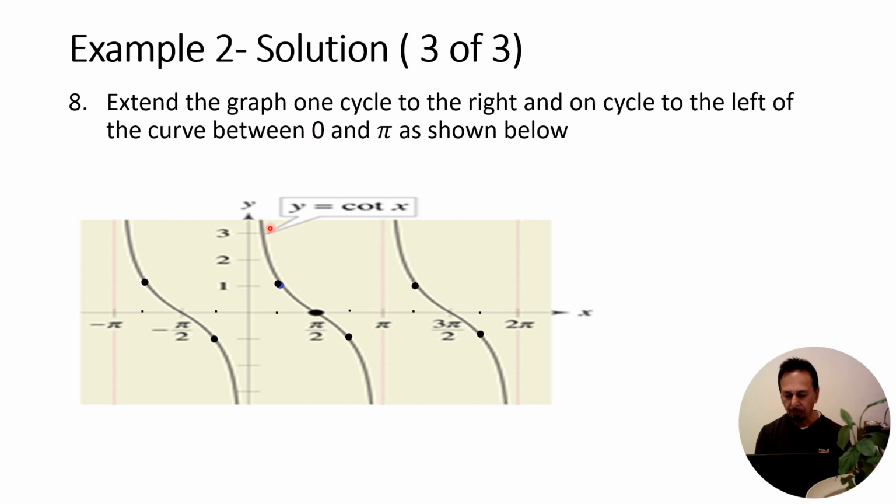Extend the graph one cycle to the right and one cycle to the left. So how do we do this? Well, the period of this is pi. So you go pi units this side and draw a vertical asymptote, and then pi units this side and draw a vertical asymptote. Then draw a curve similar to this one at the center, which is 3 pi over 2, and then draw another curve at the center, negative pi over 2. And that's the graph of cotangent x for 3 cycles.